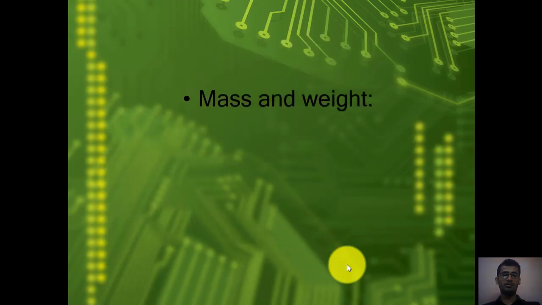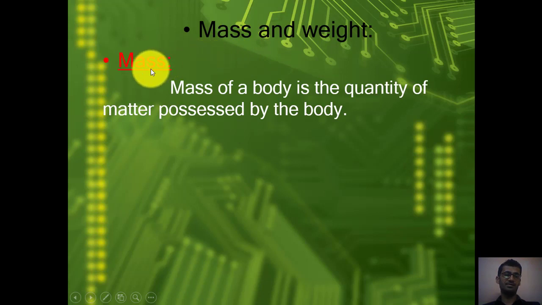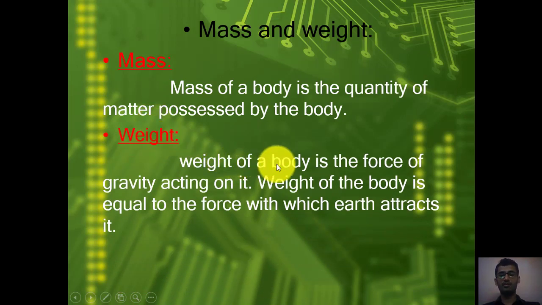Now students, coming on to our topic, that is the difference between mass and weight. First of all, we come to the definition of mass. Mass of the body is the quantity of matter possessed by the body. Mass is a scalar quantity. While if we talk about weight, weight of a body is the force of gravity acting on an object. Weight of the body is equal to the force with which the earth attracts it.